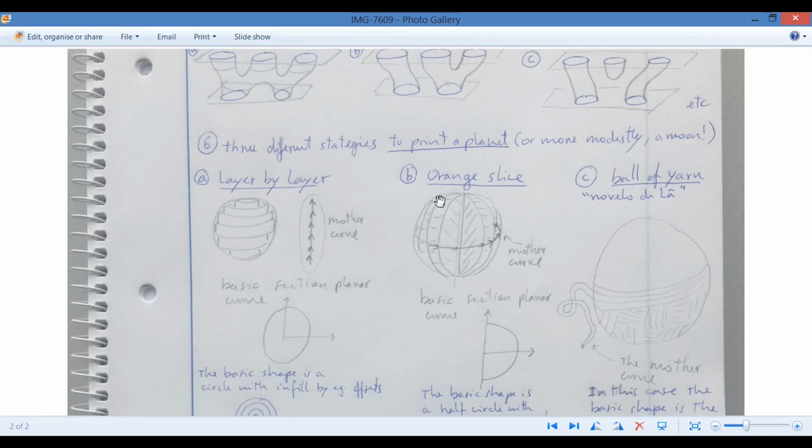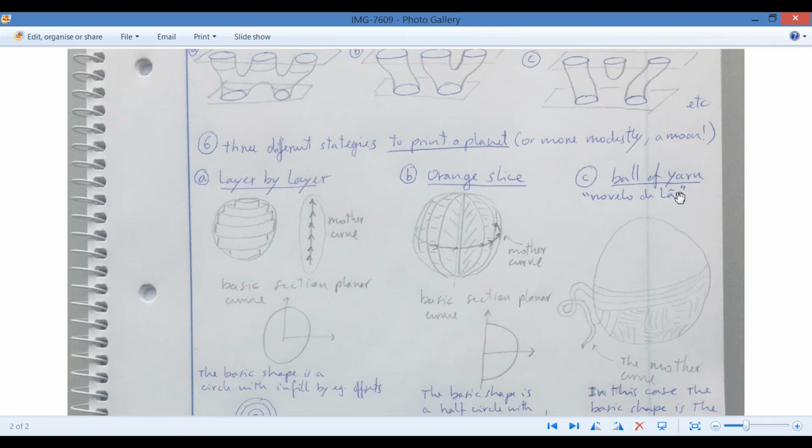Now, we could also print it as an orange slice, the slices of an orange. For that case, the mother curve is different. So the mother curve would be this equatorial line of segments, and the basic shape is like a half disc. And so you would plug in half discs and interpolate. In this case, interpolation is trivial because they are all constant. But each interpolation is what makes each slice of the orange, and then the printing is performed this way.